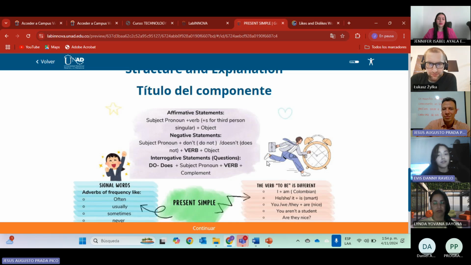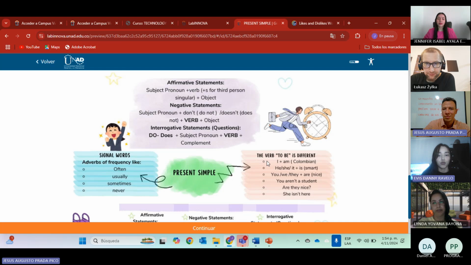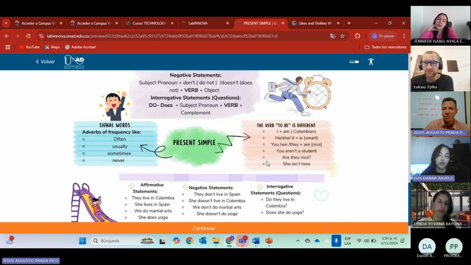In interrogative statements, or questions, remember that in the beginning you use do or does. When you have a W word question, you use the W word before that, like what do you do, or what do you like? And if you don't have a W word question, you start with do or does. After that, the subject pronoun and the verb plus the complement.